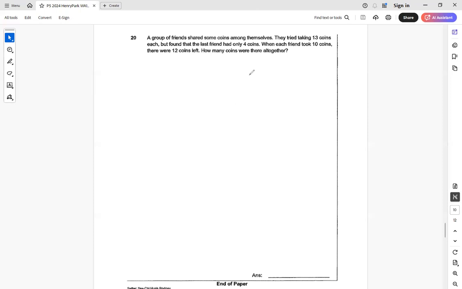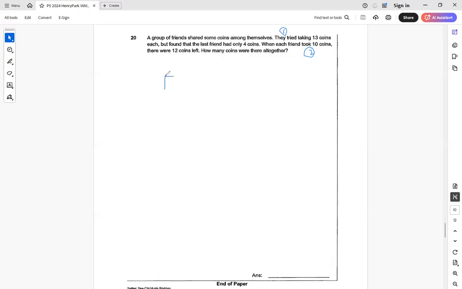Okay, so for this question, actually there's two scenarios. The first scenario is they tried taking 13 coins, but the last friend only had 4 coins. The second scenario is they each tried to take 10 coins, but there were 12 coins left. So in both scenarios, let me draw a model. This is actually a shortage and surplus question, because in the first scenario they don't have enough for the last friend, and in the second scenario they have extra left in the end. In both scenarios, they had the same number of coins.